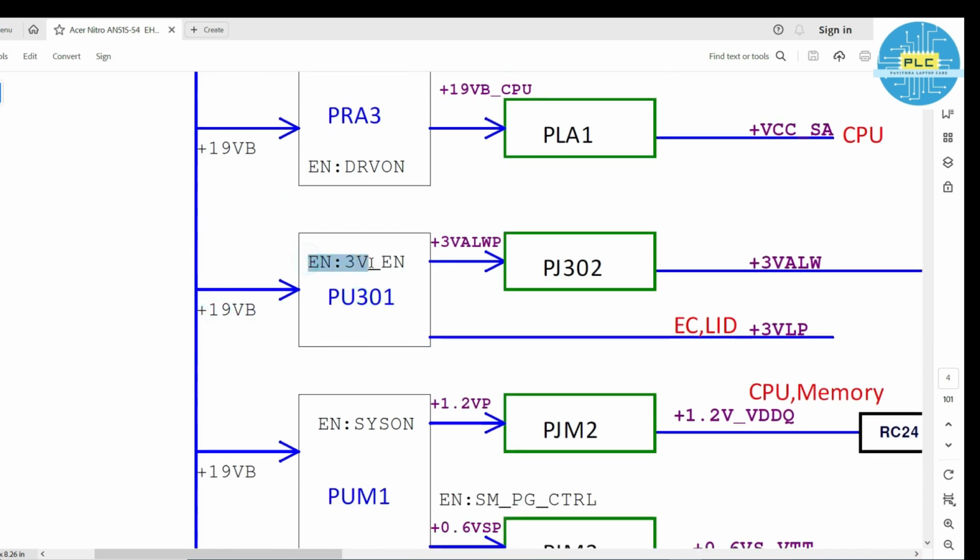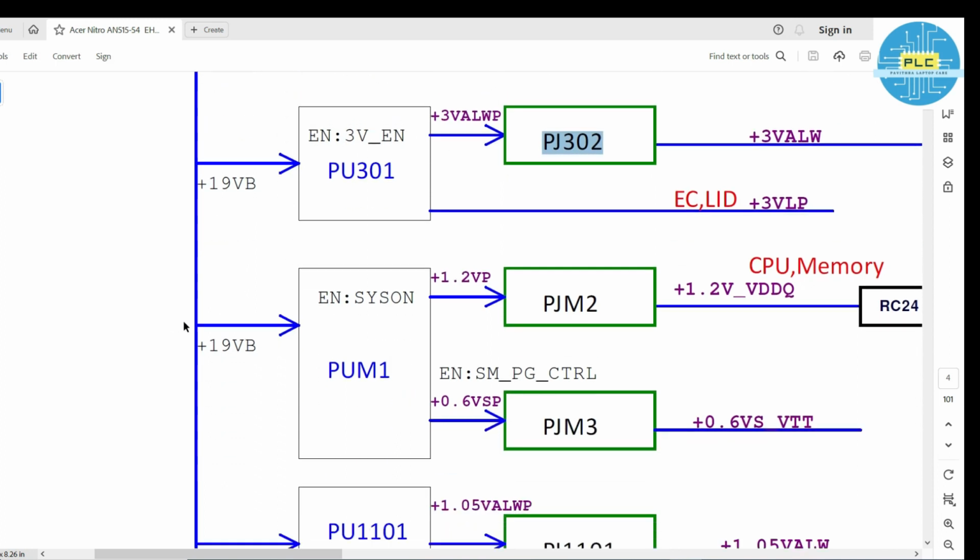The enable signal 3V underscore EN will come to this circuit, then it gives the appropriate output plus 3 VALW, that is PJ plus 3 VALW. That is a voltage name. This is the voltage name that I initially told you. This circuit receives 19 volts and the enable signal and gives the appropriate output. It's a step down output through this PJ30L coil.